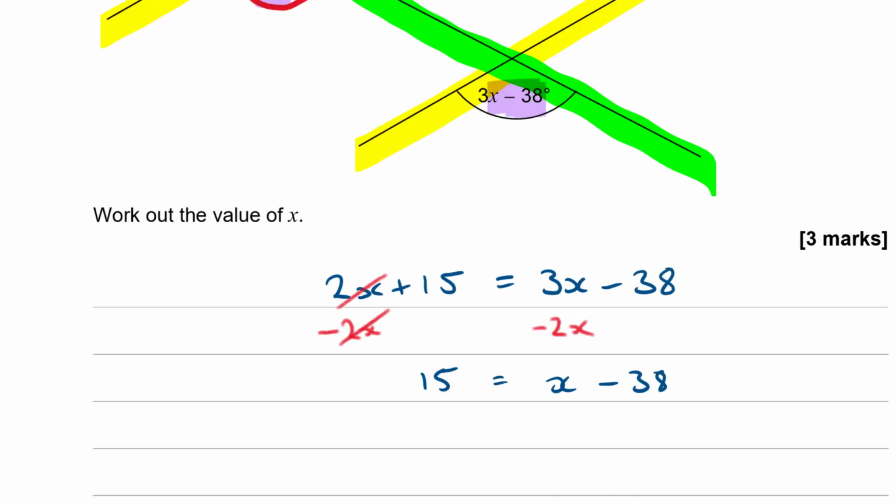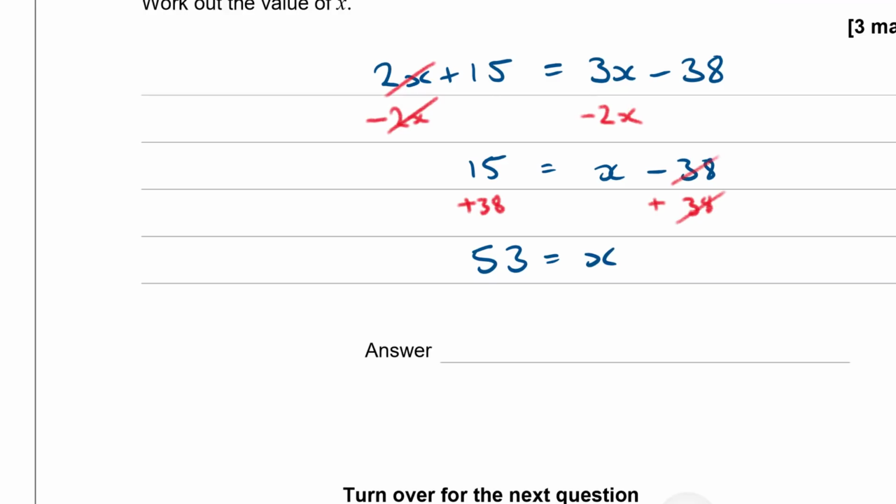And if I take 2x from the other side, it's going to leave me with 15 is equal to x minus 38. Okay, now all I need to do is add 38 to both sides. You'll see that minus 38 plus 38 are going to cancel each other out, leaving you with x on the right, and on the left 15 plus 38, that's 53, isn't it? That tells me that x is equal to 53.